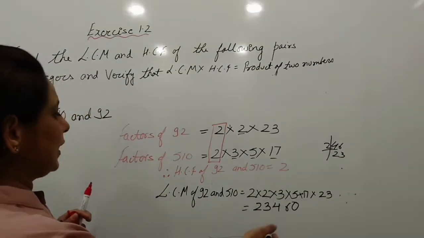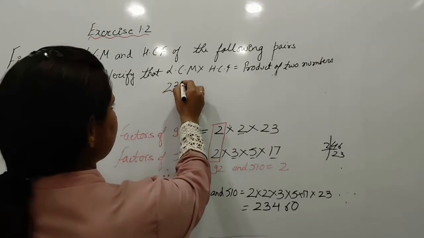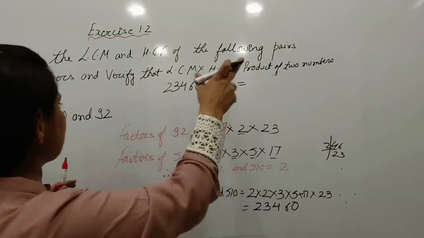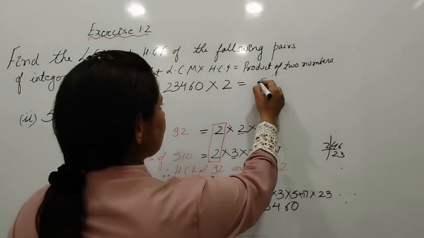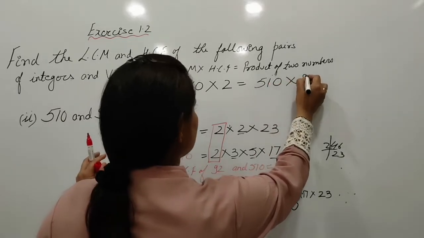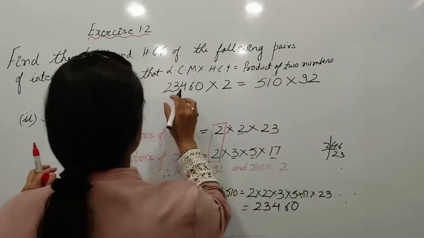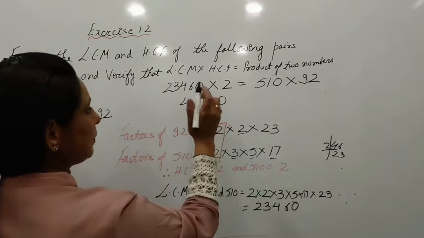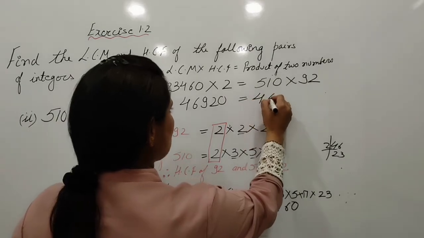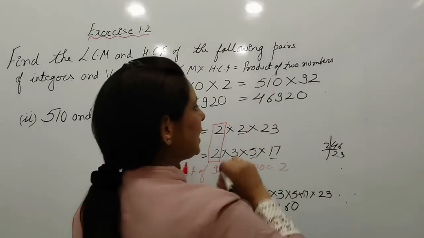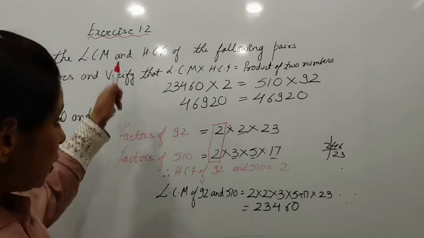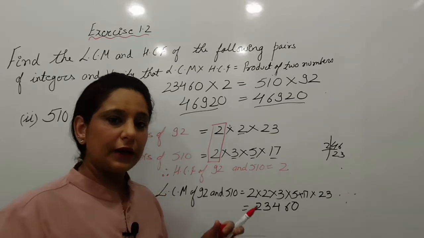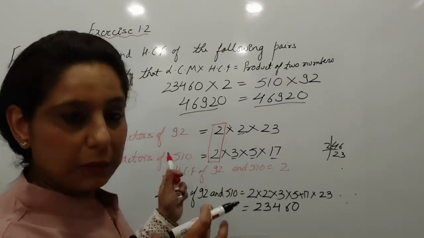So what I'll do, I'll write it here. 23,460 multiplied by 2 should give us the product of two numbers. The product of two numbers is 510 into 92. So this will give us 46,920. This multiplied by 2, and this will also give us 46,920. So our left hand side and right hand side are verified. That means we have done the second part.